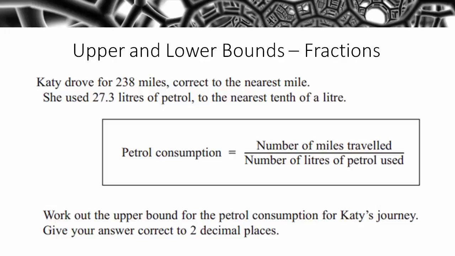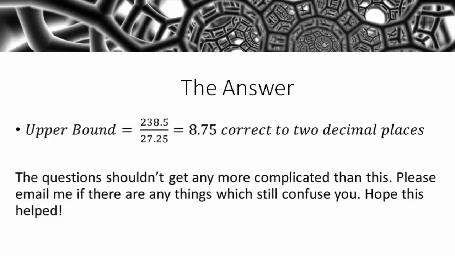Granted, we need an upper bound for the number of miles, but because we're dividing by the litres of petrol, we need to make the denominator of that fraction as small as possible to increase the maximum value of petrol consumption. Because, like I just argued, you make the top of a fraction larger but the bottom of a fraction smaller to find its biggest value. If we're trying to work out the upper bound here, the miles were worked out to the nearest mile, so the upper bound for mileage is 238.5, but the petrol was worked out to the nearest tenth of the litre, and we need the lower bound for petrol, and therefore we want 27.25 for the petrol. Divide the numerator by the denominator and you get 8.75, correct to 2 decimal places.